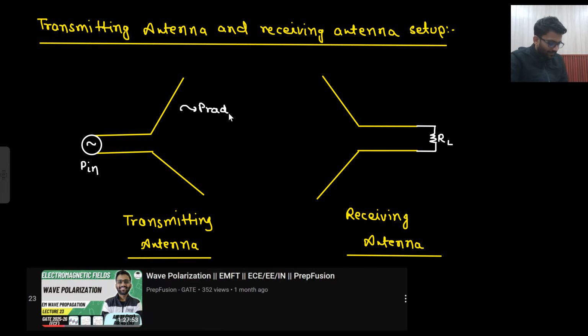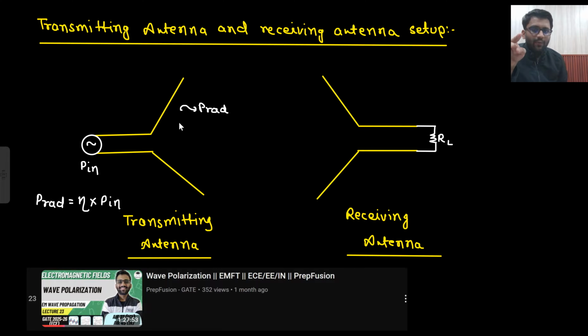So power radiated will be P radiated. If P in is given at the source, it doesn't mean the complete power will be radiated. Some power will be lost in the transmission line as well. So what is your P radiated? P radiated is eta into P in.